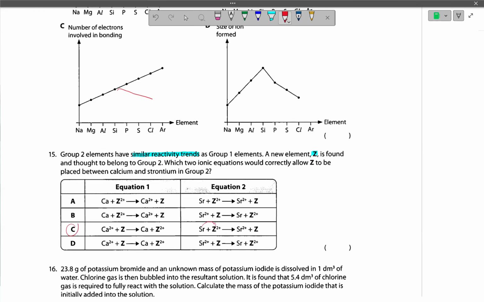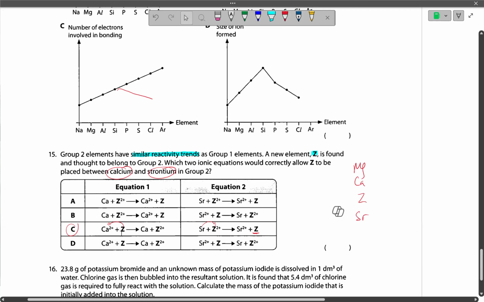Strontium displaces Z to form the Z atom, and Z displaces calcium. Because we know strontium is lower, calcium is higher. Remember magnesium, calcium. I don't even know the sequence below. I know strontium is at the bottom. So Z is somewhere here. Okay, so that's how it goes. Z displaces calcium, strontium displaces Z. That's all. It is a good question also.